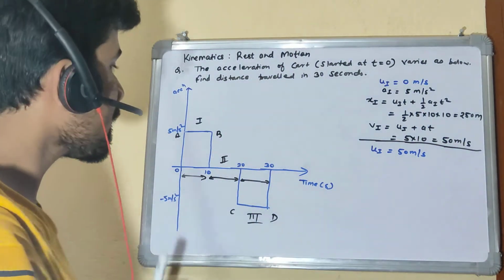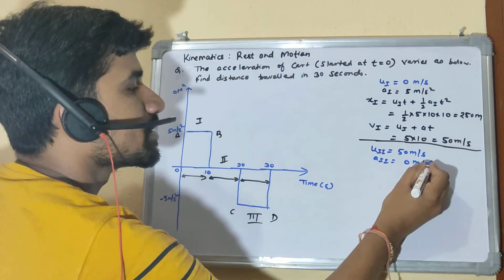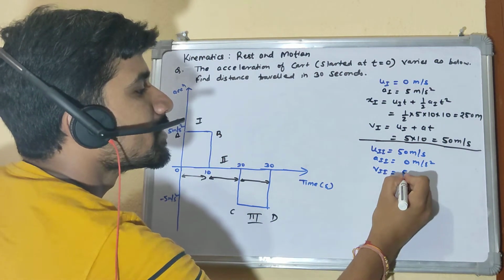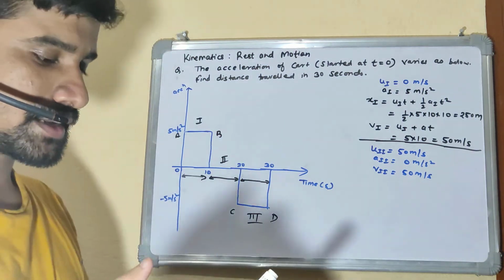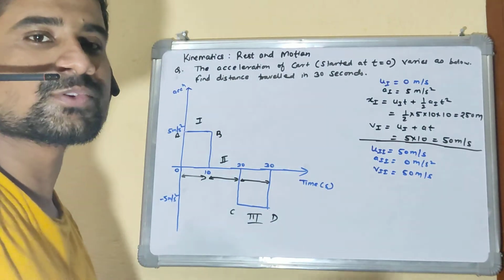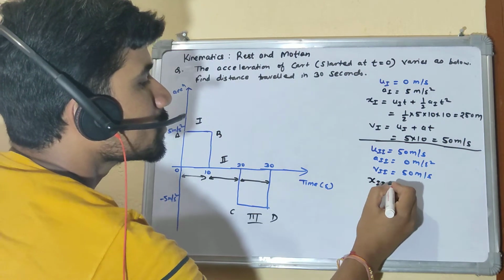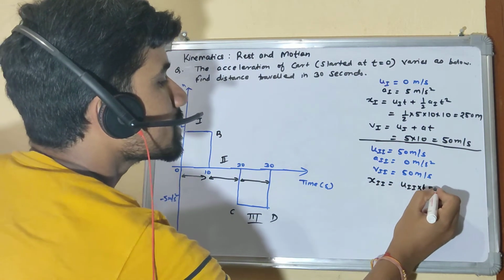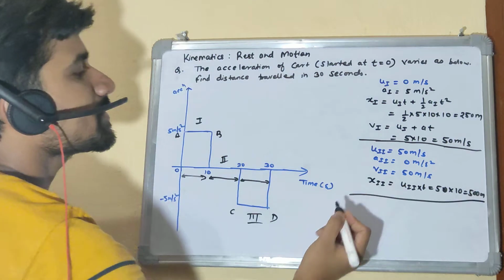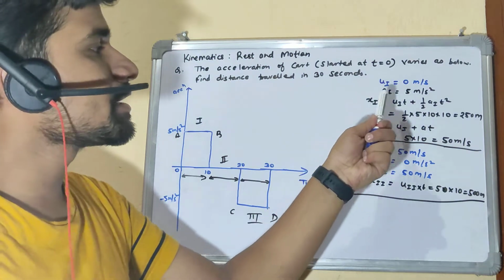Now in the second part, acceleration is 0 meter per second square. The particle is not accelerating at all, so the final velocity will remain the same as the initial, which is again 50 meter per second. To find the distance, you can simply calculate distance equal to speed into time. There is no acceleration, so you can directly use that formula. So the distance in the second part is 50 into 10, which becomes 500 meters. So in the second part it travels 500 meters, and in the first part it traveled 250 meters.